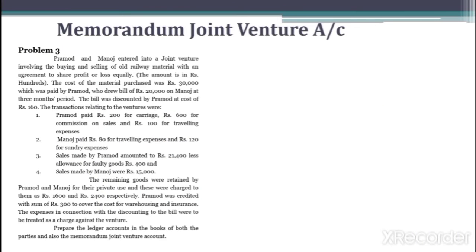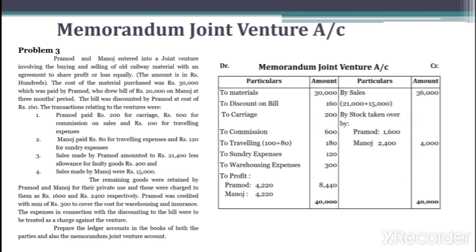Now we'll see a Memorandum Joint Venture account for the same problem. So you can see here Memorandum Joint Venture account. On the debit side we are recording all the transactions. To materials 30,000, to discount on bill rupees 160, to carriage expenses 200, to commission 600, to travelling expenses 100 plus 80 that is 180, to sundry expenses 120, to warehousing expenses 300.